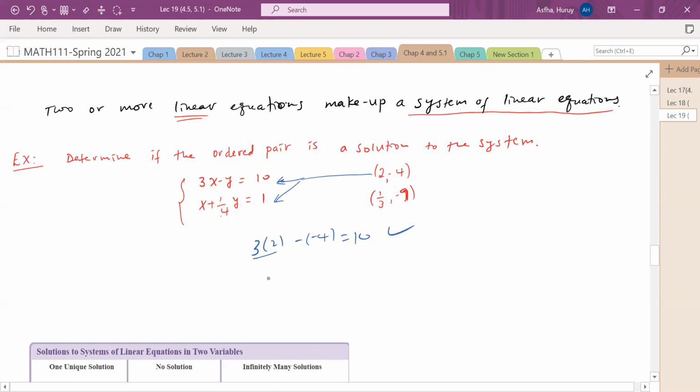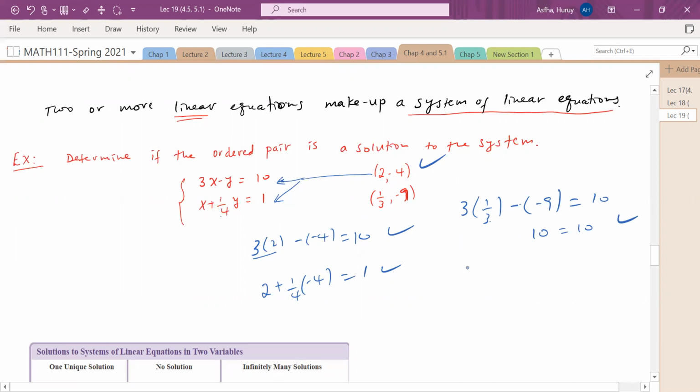How about here? We have 2 plus 1 over 4 times negative 4 equals 1. 1 over 4 times negative 4 is negative 1, so 2 minus 1 is 1, therefore it's a solution. So this is a solution. How about the second one? 3 times 1 over 3 minus 9 equals 10. This is 1. Negative times negative is positive, so 1 plus 9 is 10. So it's a solution to the first equation.